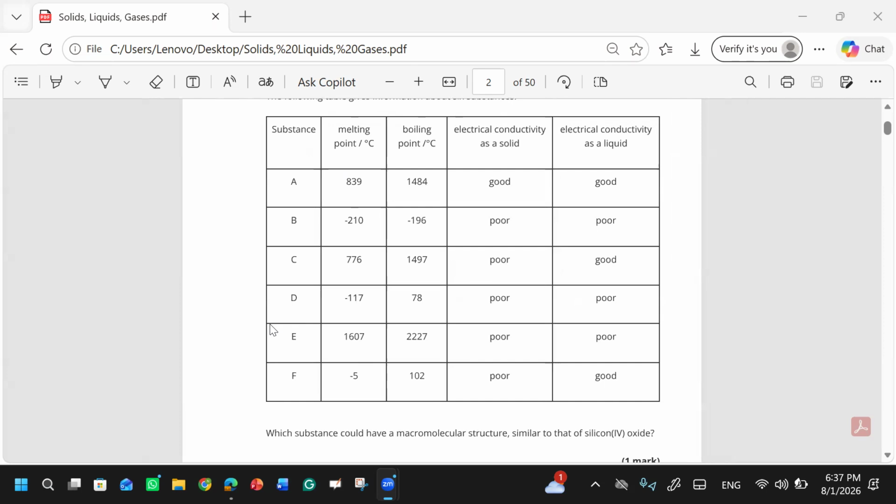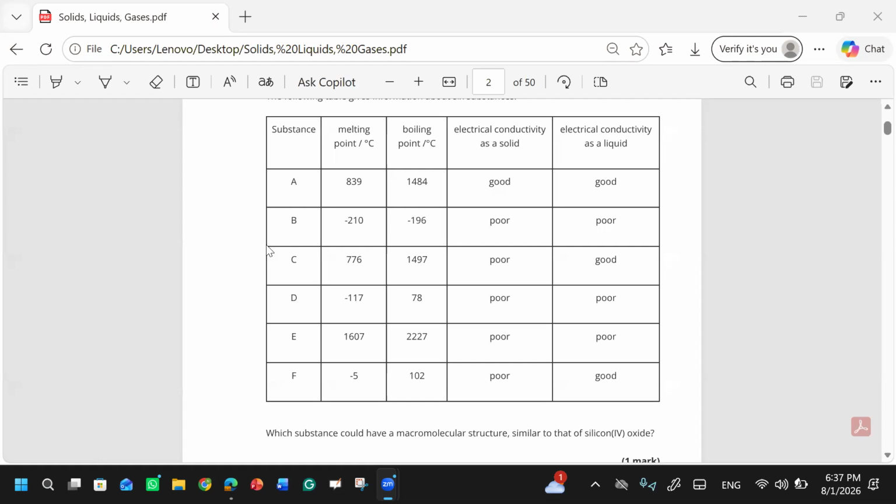What were you thinking? I wasn't sure about silicon oxide. Okay. Silicon is what? Is it a metal or a non-metal? A metal, it belongs to metals. Silicon is a metal. And oxygen? Oxygen is a non-metal.